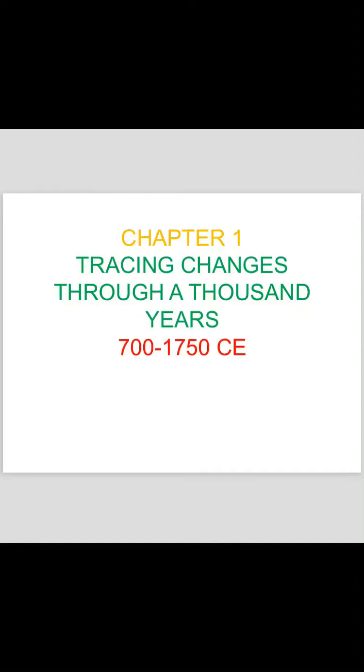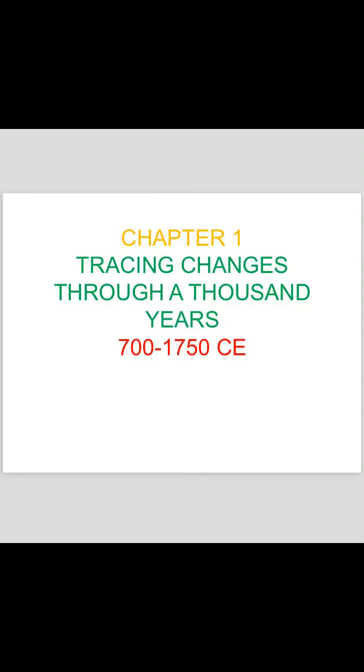Today I am going to discuss NCERT grade 7 social science. In that, history chapter 1 traces changes over 1,000 years. Here the word 1,000 covers the period between 700 and 1750. You know that the history of our India is divided into three periods: ancient, medieval and modern. We know that we are in the modern period, but in this chapter we are going to discuss how the ancient period changed into the medieval period.